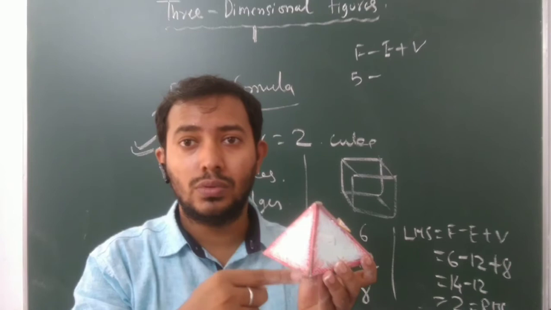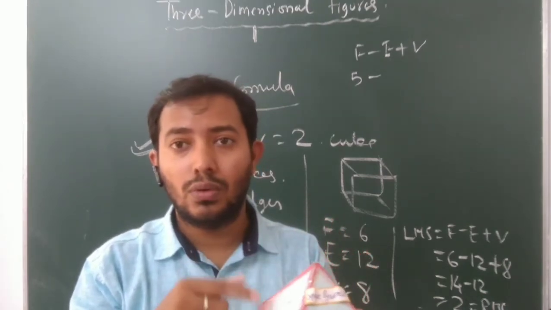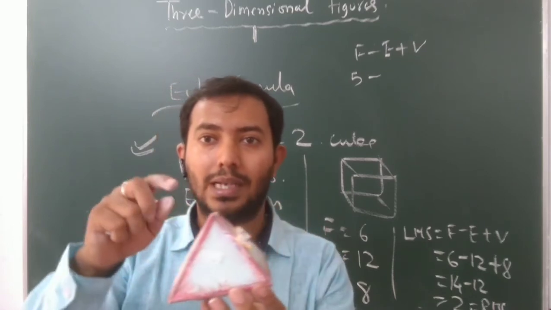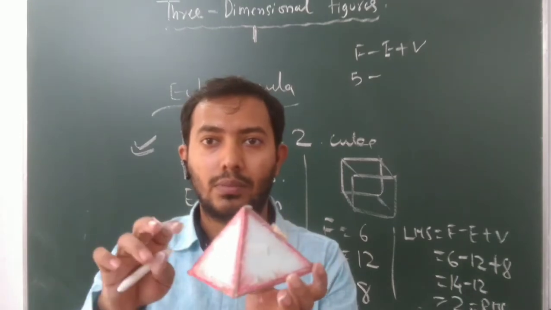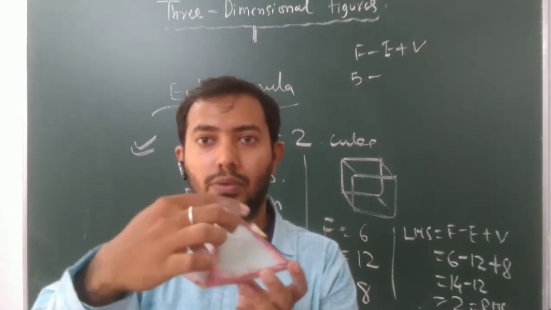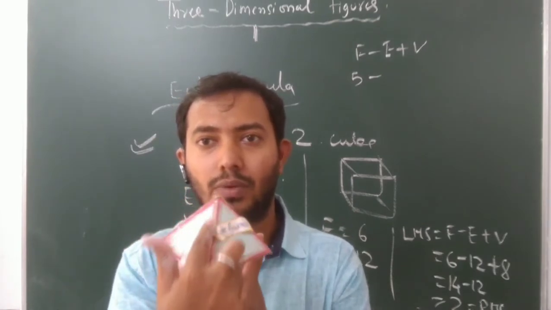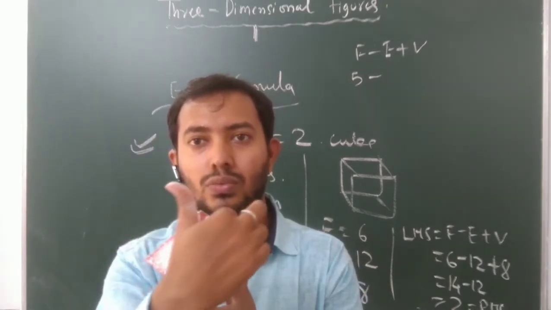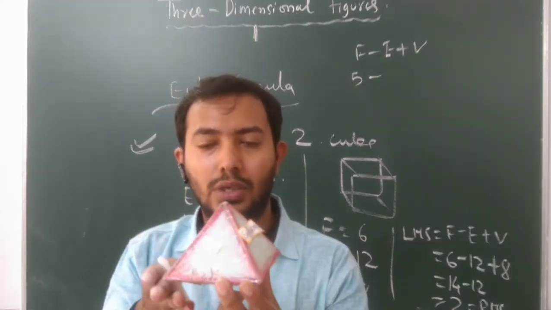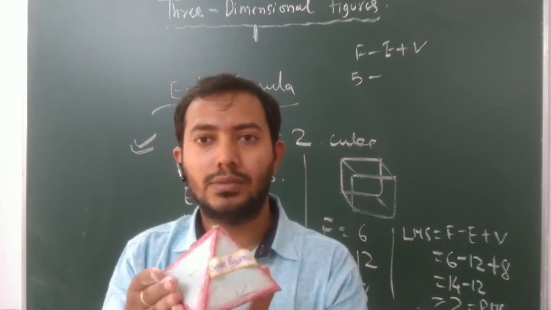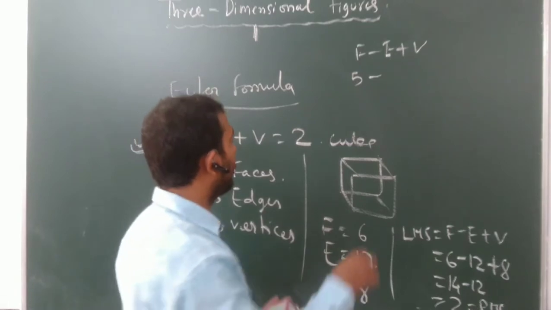1, 2, 3 this side. 4, 5. Okay, first let me count how many are there. 1, 2, 3, 4. Okay. From this side, see 1. Okay, let me take it so we can see properly. 1, 2, 3, and the back side 4. Okay. Next down 5, 6, 7, 8. 8 edges. Okay.